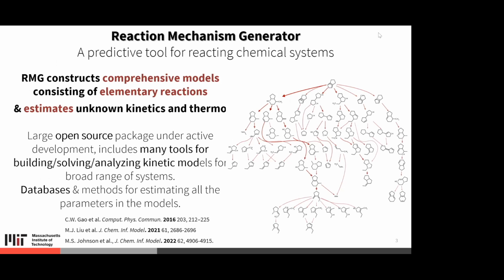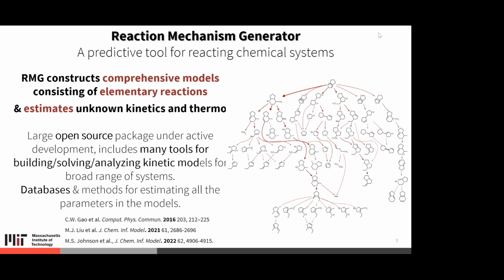So RMG is going to construct that whole model, not just the species you see, but actually many of these are bimolecular reactions, and there are free radicals and all kinds of other stuff involved as well. And RMG is going to estimate all the unknown rate coefficients and all the thermochemistry and also other parameters that are needed to make a full simulation.